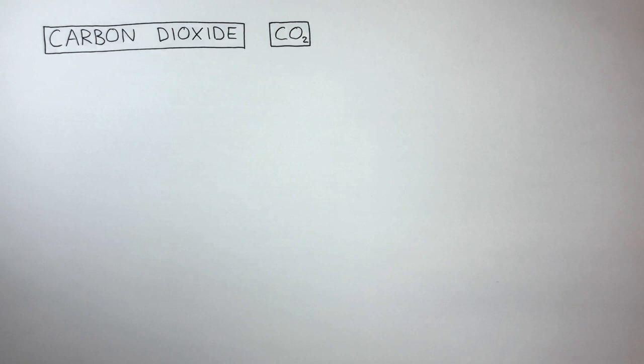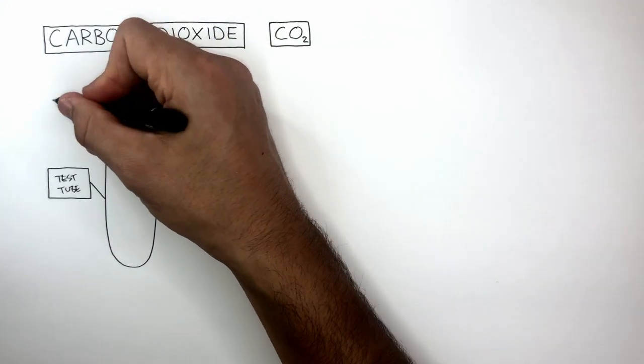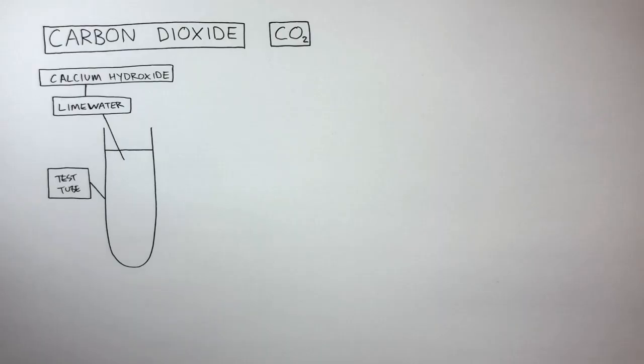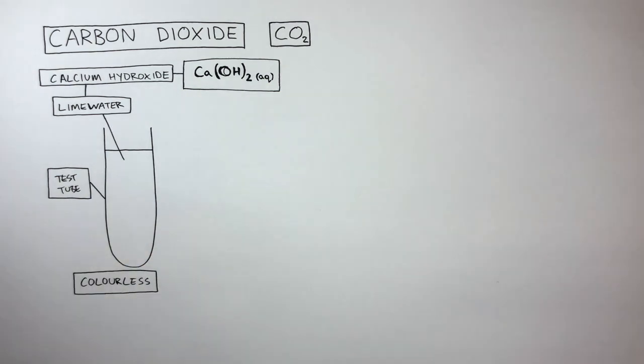Carbon dioxide gas can be identified using limewater. First, you need a test tube full of limewater. And limewater is just calcium hydroxide, which is Ca(OH)2 aqueous, which means calcium hydroxide is dissolved in water. Limewater is colourless, and colourless means there is no colour.